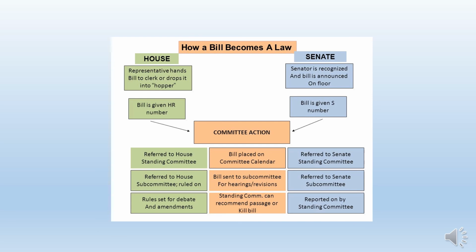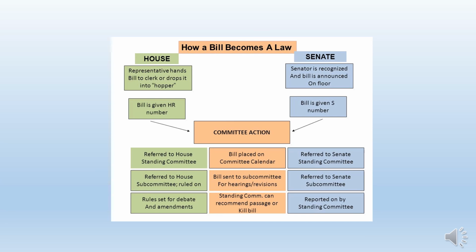In the Senate, it's basically the same thing, except there's no hopper to put it in. A senator is recognized to speak on the floor. He proposes the bill, he announces it on the floor, and then if it's approved by the party leaders and the committee chair, the bill will be given a number. In the Senate, it's given an S number. It is then assigned, in both chambers, to a committee. In the House, it goes to the Rules Committee and then all the other committees, and then it will go to the full House for a vote.